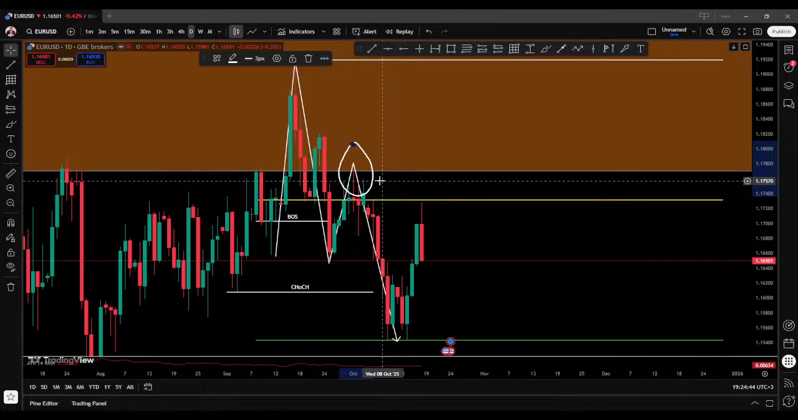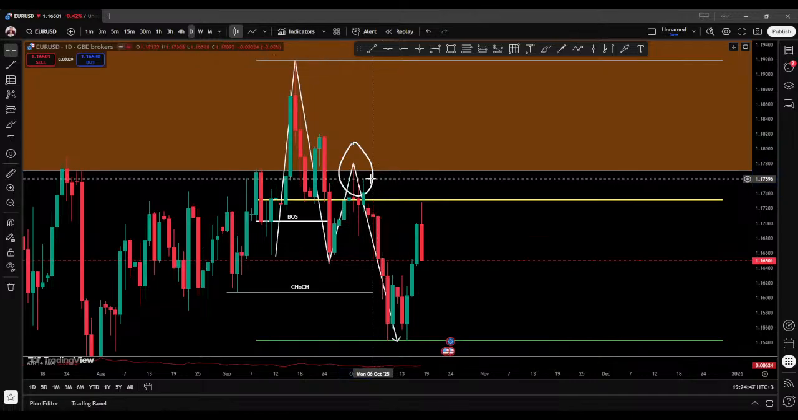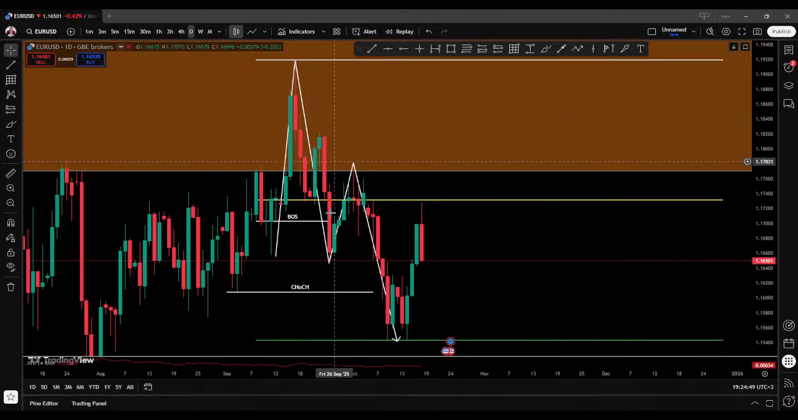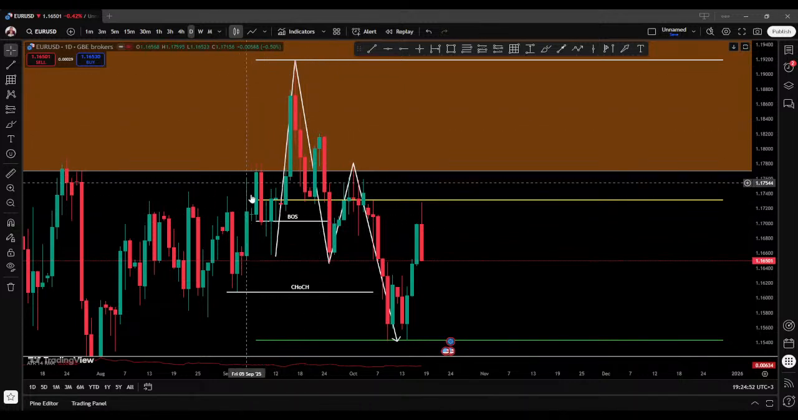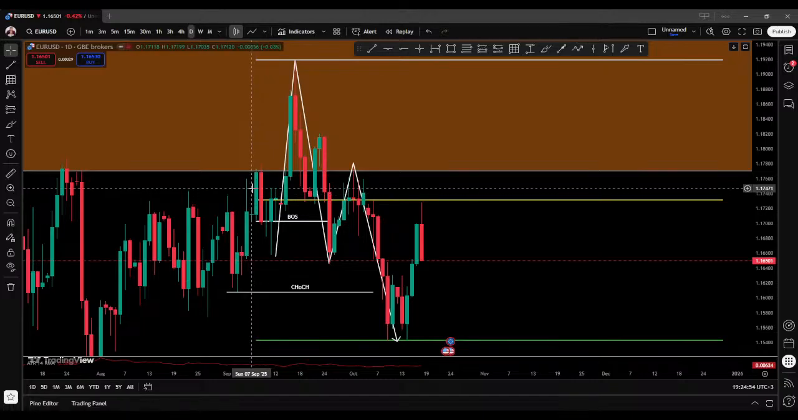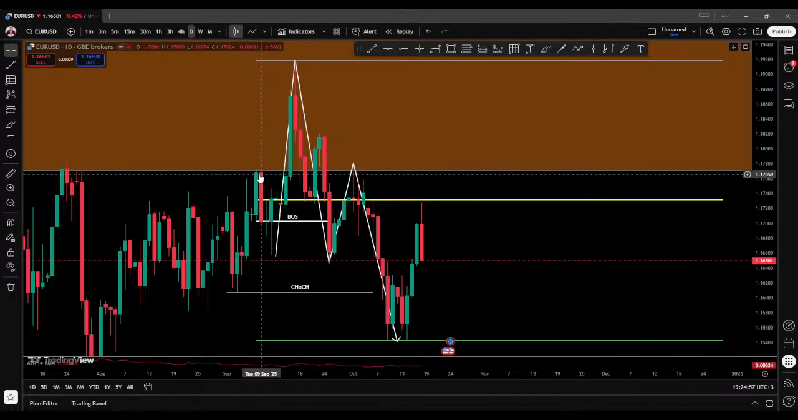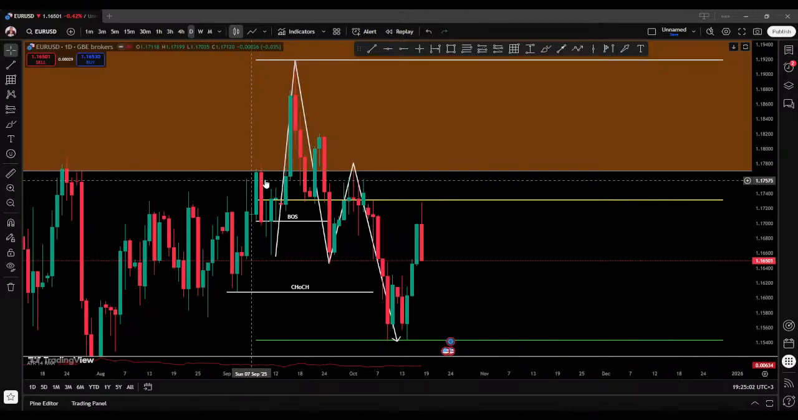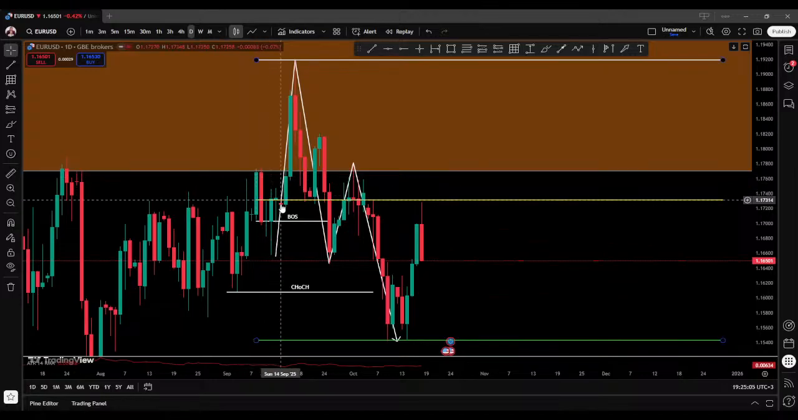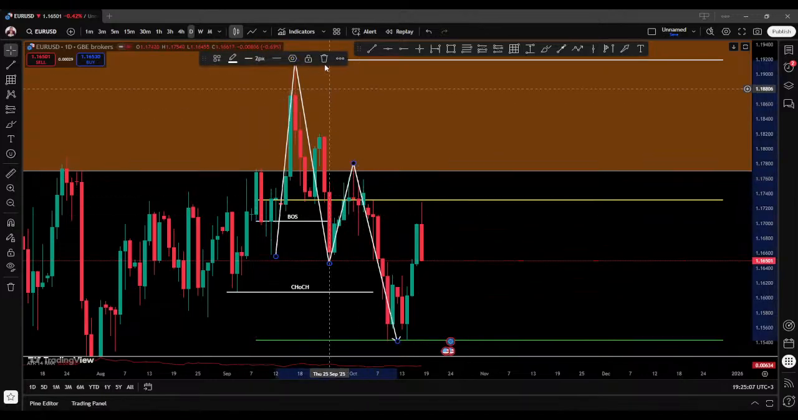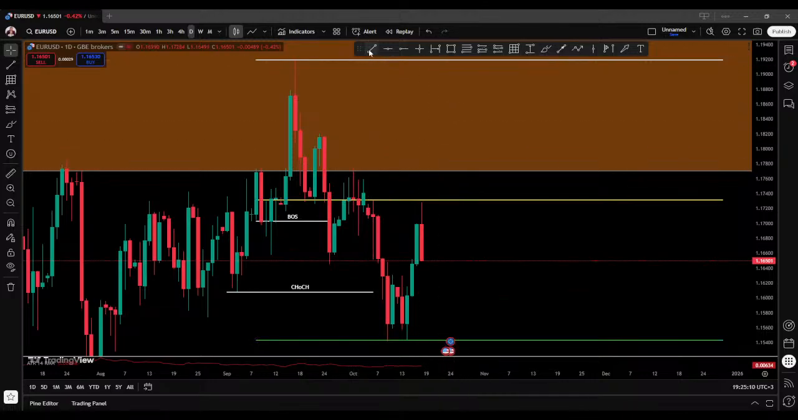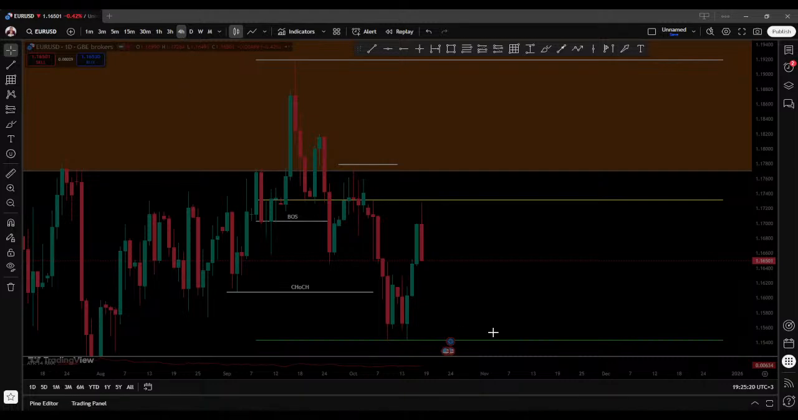So what do you do in the weekly time frame? This is daily, sorry. In the daily time frame, we have something here, but this does not look like a very good order block. So we need to go to the 4 hours and look for a good order block, and that order block must be above that liquidity. So you go to the 4 hours.